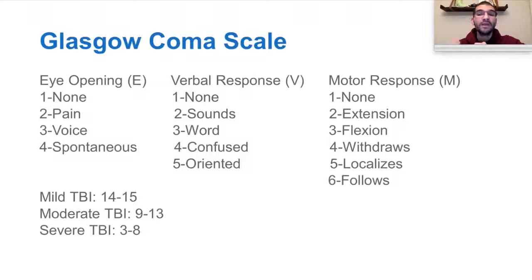Either you yell at them, you pinch them, they would get a score of 1. For verbal response, just like here, they're completely oriented and having a conversation with you, it would be a score of 5. On the other hand, essentially they're just moaning and making sounds, they would score a 2. The best motor response would be a 6.